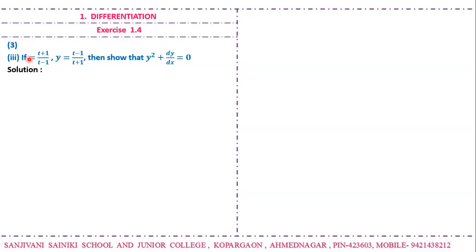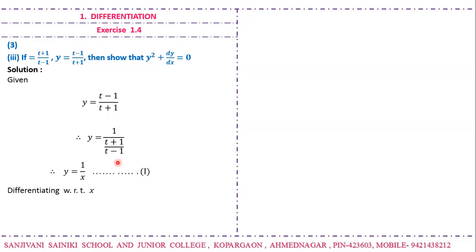Now x is equal to t plus 1 upon t minus 1 and y is equal to t minus 1 upon t plus 1. Then we have to show that y square plus dy by dx is equal to 0. Now y is equal to t minus 1 upon t plus 1. We can write it as 1 upon t plus 1 upon t minus 1. So the numerator is taken to the denominator of the denominator. But this t plus 1 upon t minus 1 is nothing but our x. So we get the relation between the two variables, y is equal to 1 upon x.